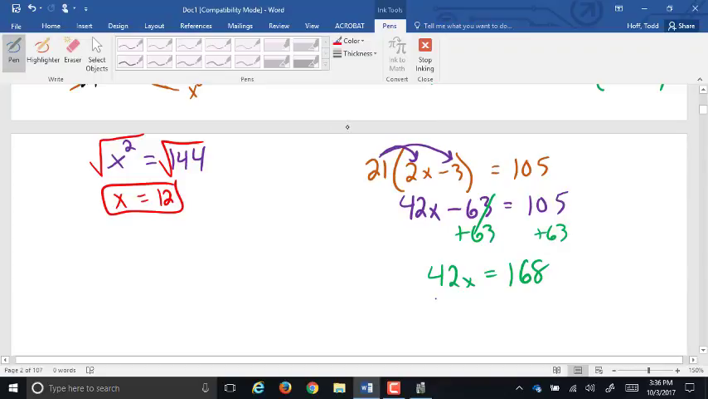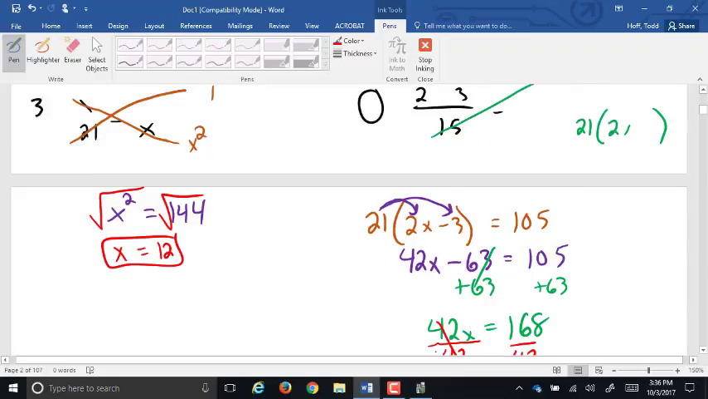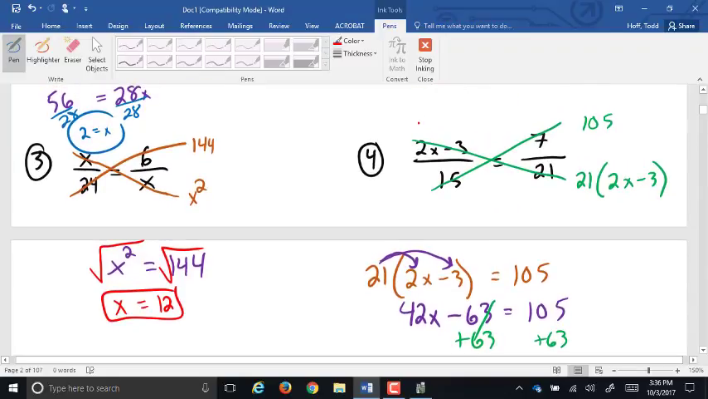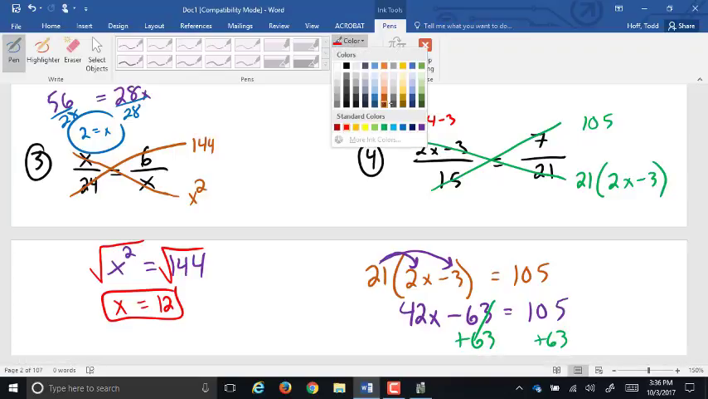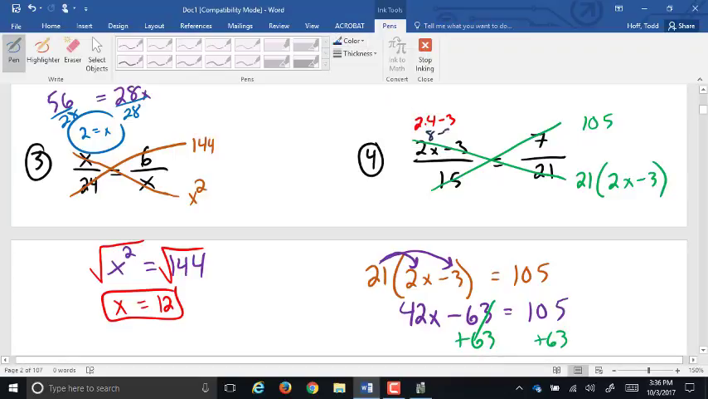Finally, we would divide by 42. Good. X equals 4. And as always, we could go back and test it out, just like any other equation. 2 times 4 minus 3. Well, 2 times 4 is 8 minus 3 is 5. So we'd have 5 over 15. Is that equivalent to 7 over 21? And both of them would reduce to 1/3. So they are equivalent.